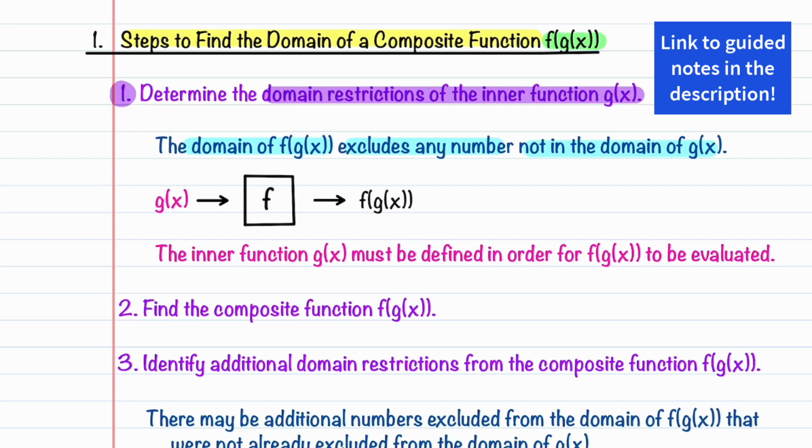The reason for this is that g of x is the input into the function f, and this input, which is our inner function g of x, must be defined in order for f of g of x to be evaluated. We can't evaluate f of g of x for numbers where g of x is not defined. The second step is to find the composite function f of g of x. If you need a review on that, I have a video that walks you through how to find a composite function. The third step is to identify additional domain restrictions from the composite function f of g of x.